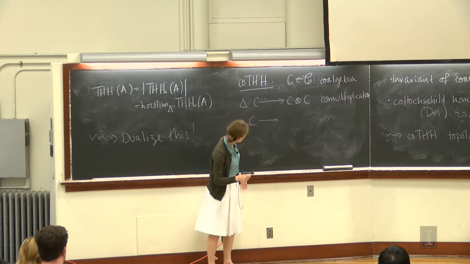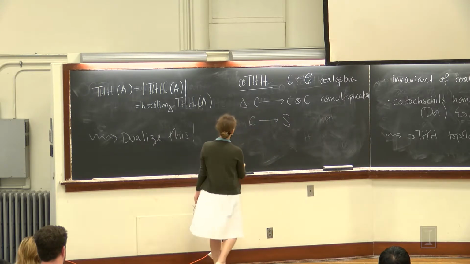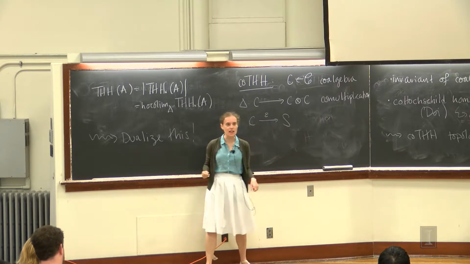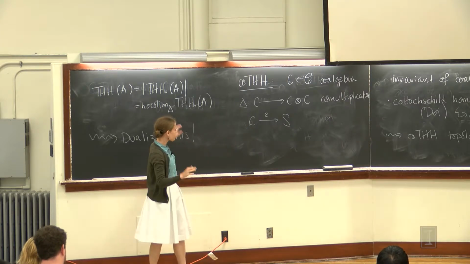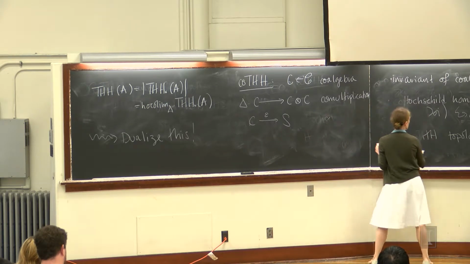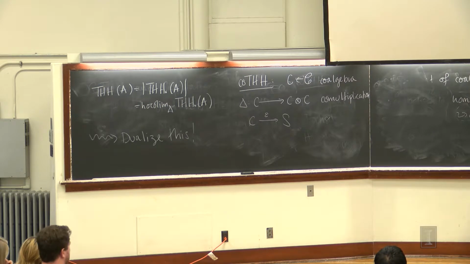I guess I'm going to call my unit S, because I'm a homotopy theorist. So we have a co-unit map from C to S. And it satisfies some compatibility conditions and whatnot. So this is our coalgebra structure. And using the coalgebra structure, we can define not a simplicial object, but now a cosimplicial object, just by dualizing our previous picture.